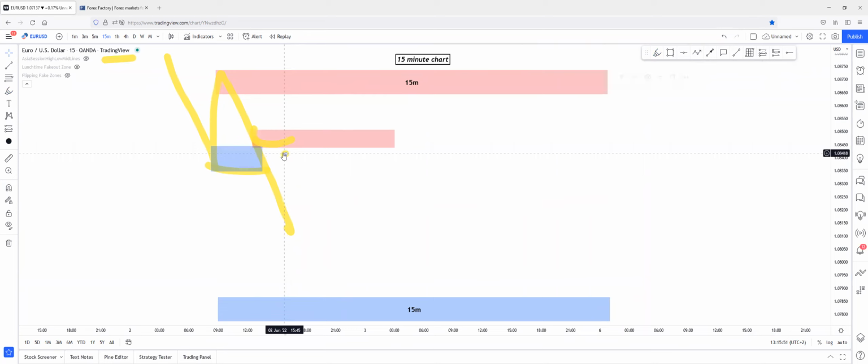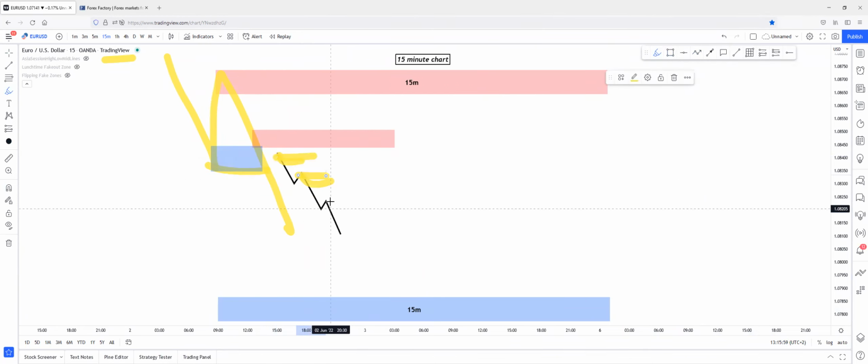Okay, unfortunately I deleted that, so let me just draw it back. So there will be several supply zones over and over again. There will be a supply zone on the 1-minute chart. There will be a supply zone. There will be a supply zone. So you can't just open a limit order on every single supply zone. You can't just open a limit order on this one, on this one, on this one.